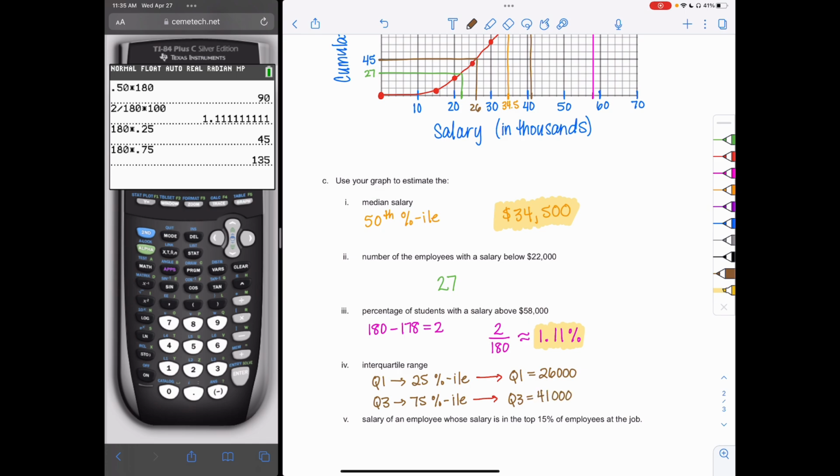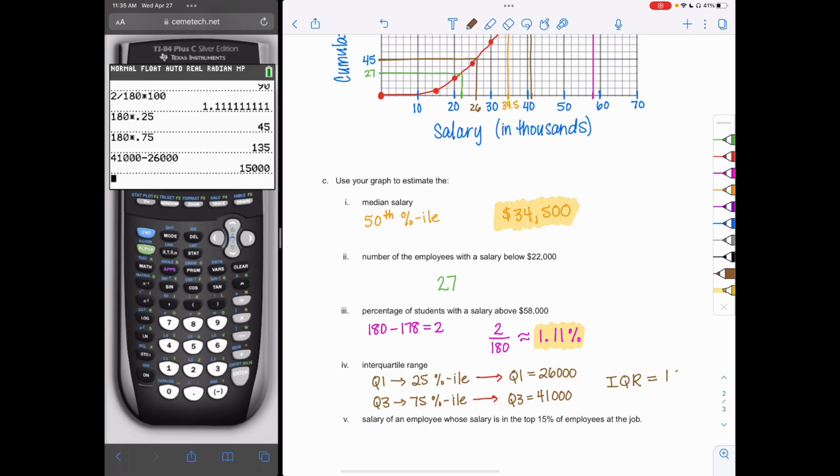All right. So now I want to find my interquartile range. Remember, your interquartile range is your upper quartile subtract your lower quartile. So if I take 41,000 and I subtract 26,000, that is telling me that my interquartile range is 15,000. So that is my answer there. So the last question is asking, what is the salary of an employee whose job is in the top 15% of the employees at the job?